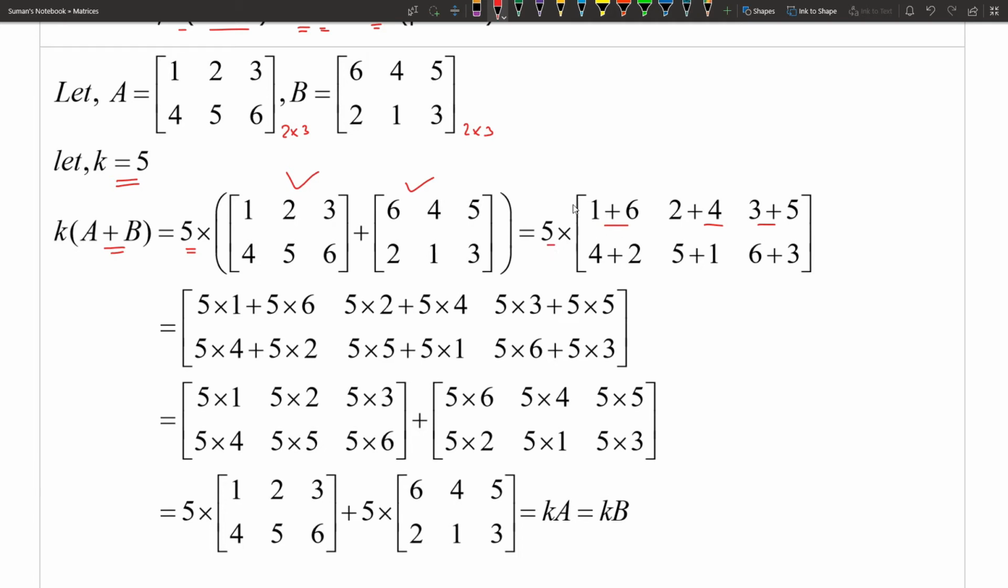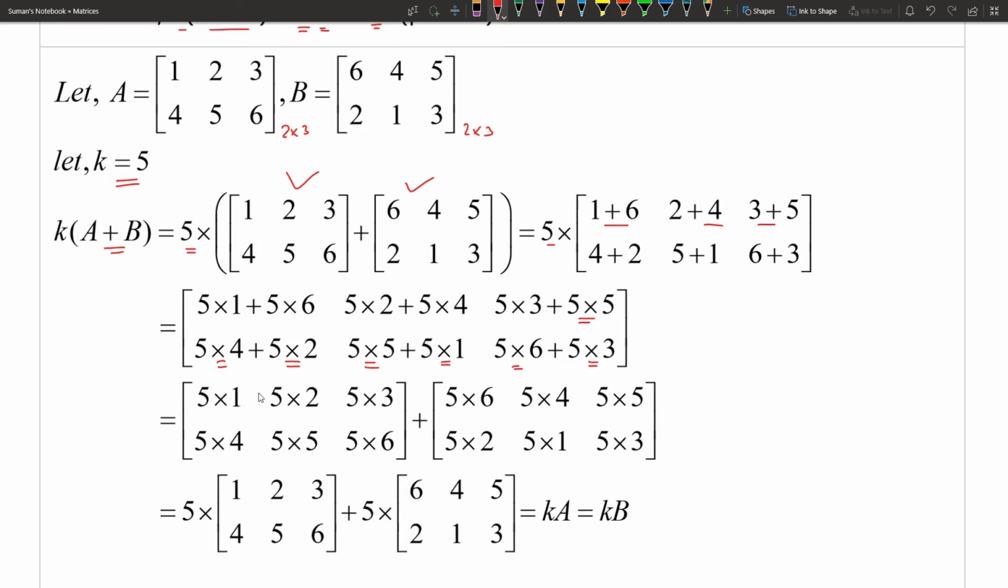Then, after the addition of the matrices, we multiply the 5 with each and every element of the matrix, and then we get 5 into 1 plus 5 into 6, 5 into 2 plus 5 into 4, 5 into 3 plus 5 into 5, 5 into 4 plus 5 into 2, 5 into 5 plus 5 into 1, 5 into 6 plus 5 into 3.